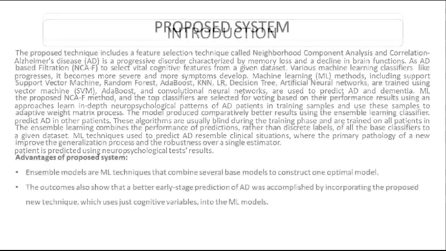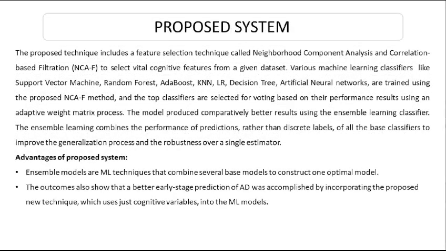model. Coming to the proposed system for this model, the system includes a feature selection technique called NCAF, also known as Neighborhood Component Analysis and Correlation Based Filtration, which selects cognitive features from the given dataset. And also various machine learning classifiers are trained like SVM, Random Forest, ADA Boost using the NCAF method, and the top classifiers are selected based on a voting technique, based on the performance, using an adaptive weight matrix process. This method gives us the advantage of combining several base models to construct one optimal model.